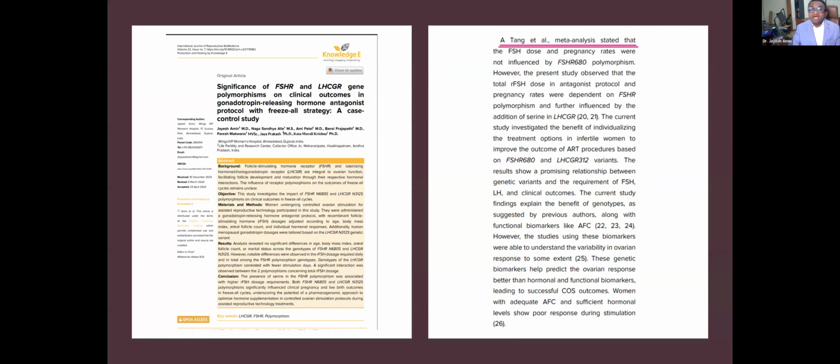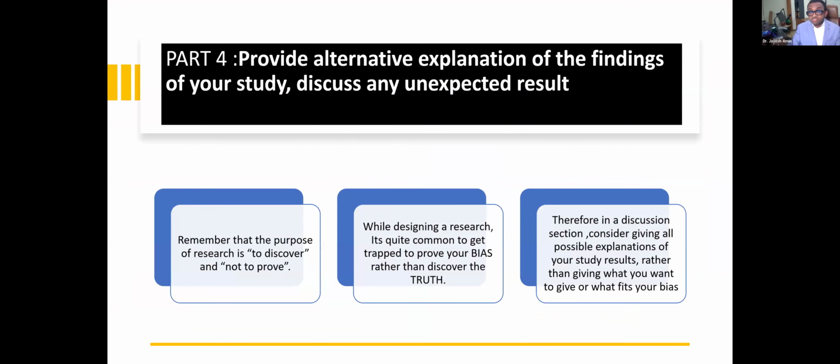Let me say something about my study. You can see how I compared with Tang et al. Their meta-analysis stated that the FSH dose and pregnancy rate were not influenced by FSHR 680. However, it's discordant. The present study observed that the total FSH dose in the antagonist protocol and pregnancy rate were dependent on the FSH receptor polymorphism and further influenced by the additional serine of the LH polymorphism. So this is how I compared with the previous study. If the statement is discordant to the previous statement, you need to explain, and this is called a comparison in the discussion.